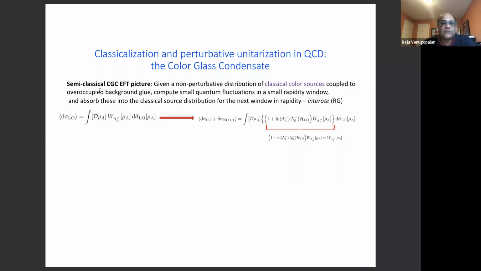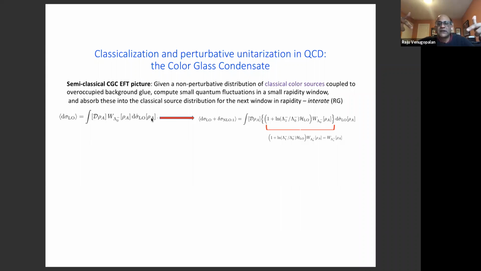And so given such a distribution coupled to over-occupied background glue, you can compute quantum fluctuations in that small window. And then you can systematically, as you go down the rung, absorb these quantum fluctuations into the sources, okay? And that iteration is nothing but the renormalization group. There's a self-similarity there, okay? And so the idea is that you start with some cross-section, which is some distribution of classical sources. You can write it as a path integral because it's classical. And there's a weight functional for that with the cross-section in the presence of these sources.